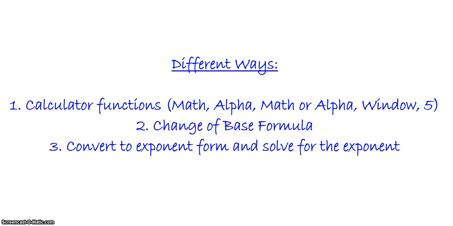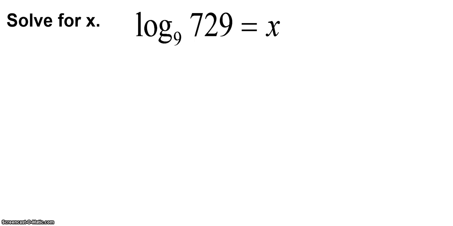So let's look at a couple ways to solve it. Here we go. First one, we're going to solve for x. We have log base 9 of 729 equals x. A couple different ways. So once again, you could just plug this in your calculator, math alpha math, and plug in 9 and 729 and be done. But let's look at it from a change of base.